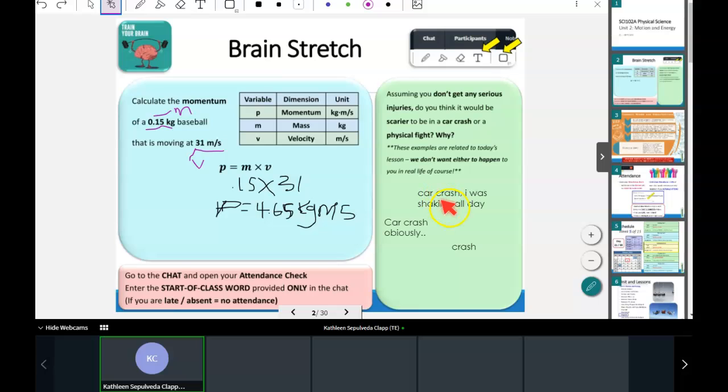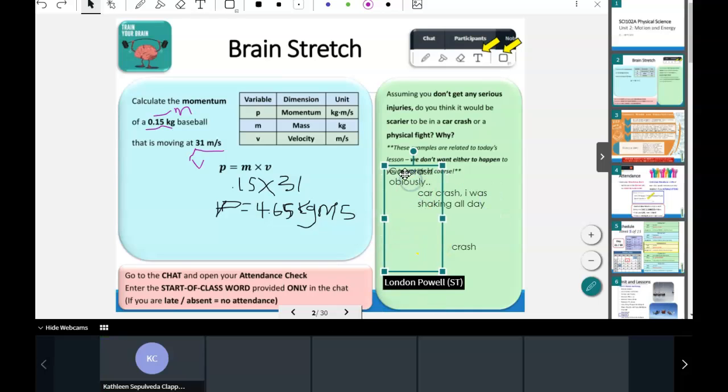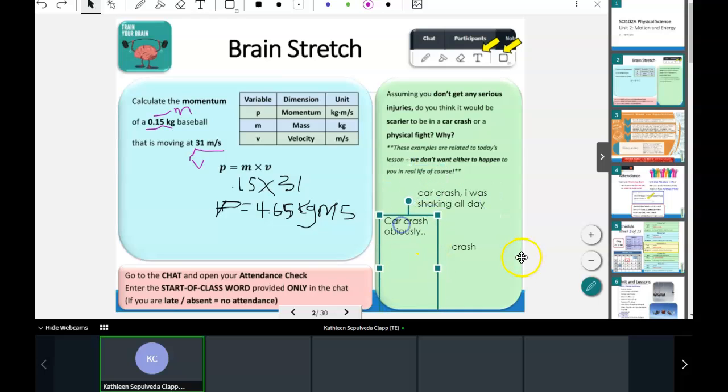If you've been in a car crash, it definitely keeps you shaking all day. So Andrew, it looks like you've been in a car crash, and it is scarier because you're shaking all day. Yeah, absolutely. I'm agreeing with Peter, with Andrew, and with London on this one. Car crashes are definitely a pretty serious thing. Yeah, exactly, London. You're actually on the right track.